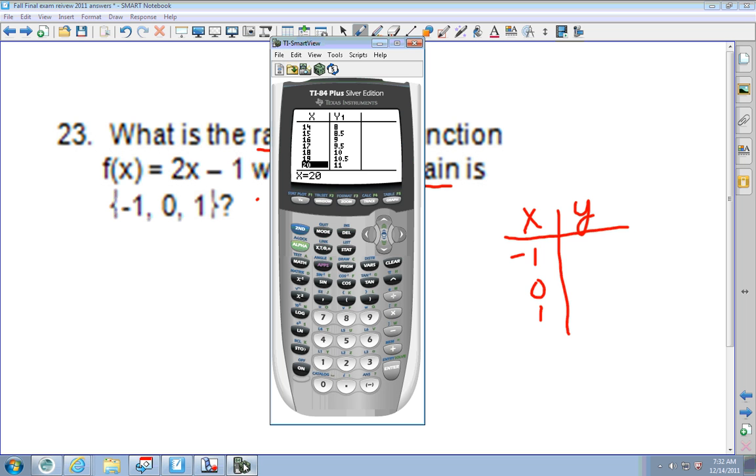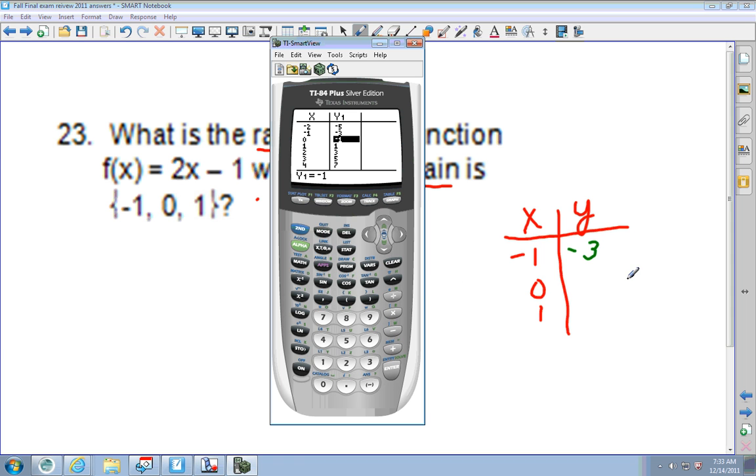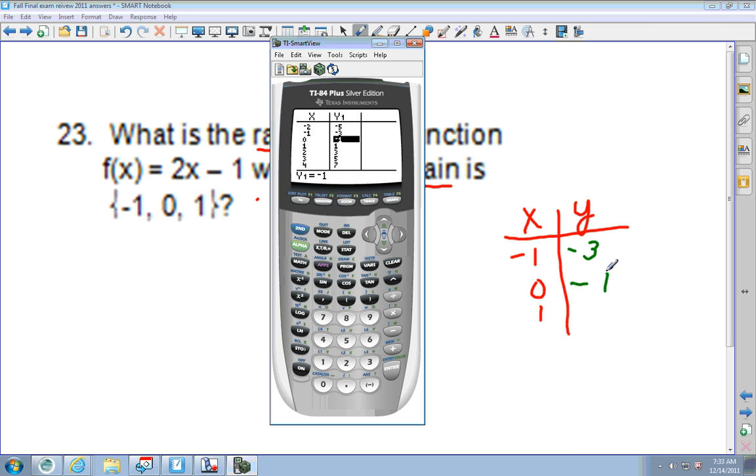So we will go up here to the calculator. You will put into the calculator 2x minus 1, and you'll press second graph. And you'll go and look where x is -1. Let me go up here. All right. When x is -1, y is -3. So you'd put -3. When x is 0, y is -1. And when x is 1, y is 1.